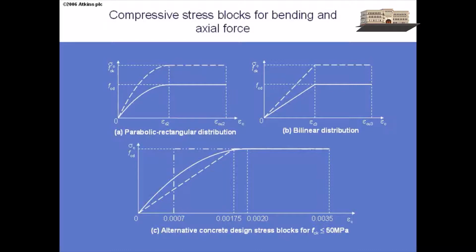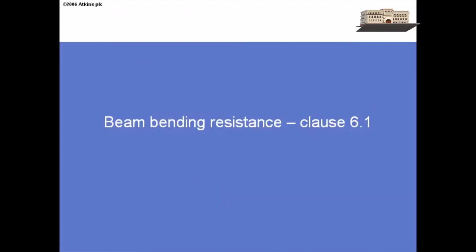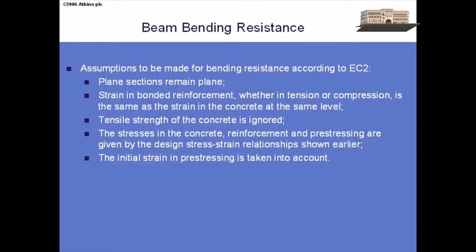So that's all the material background. In terms of calculating a bending resistance, that's pretty much all the Eurocode gives you, contained on that slide. So it's just good old-fashioned engineering theory from university. It tells you that plane sections remain plane. It tells you that the strain in the reinforcement is equal to the strain in the concrete if you've got bonded reinforcement. It tells you to ignore the tensile strength of the concrete in flexural calculations. And if you've got prestressed steel, then it tells you to take into consideration the pre-strain in the analysis. That's pretty much all it gives you.